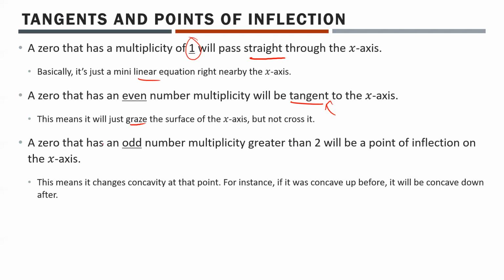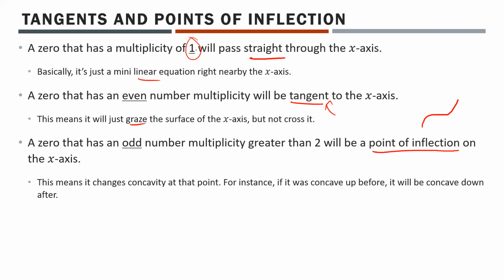Last one here: a 0 that has an odd multiplicity greater than 2, so a multiplicity of 3 or 5 or 7, will be a point of inflection on the x-axis. It just kind of does a weird little cubic-looking thing. That doesn't matter if it's a multiplicity of 3 or a multiplicity of 5, etc. It'll do this weird point of inflection thing.